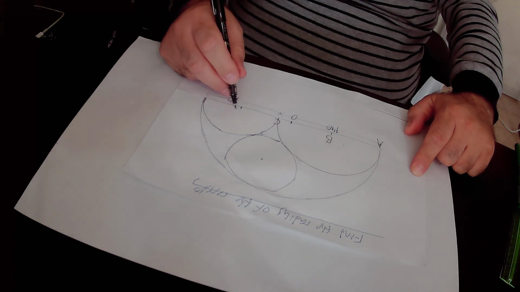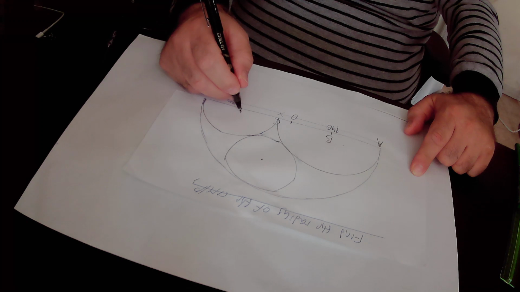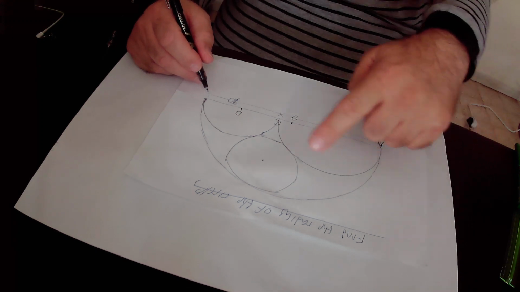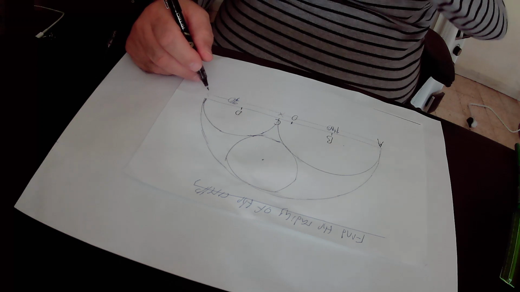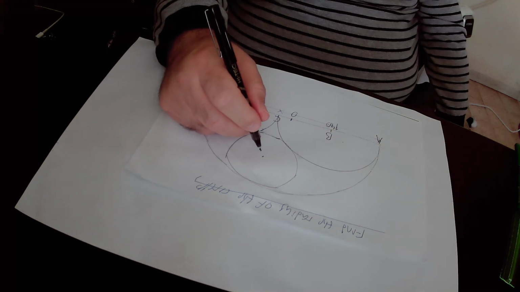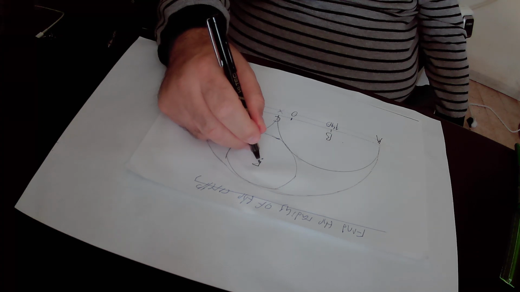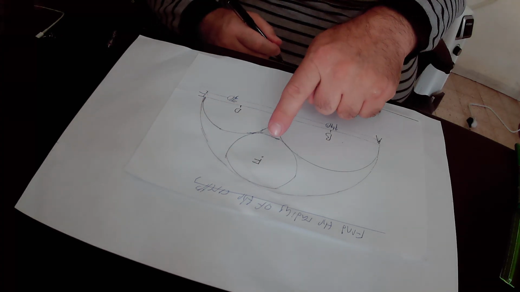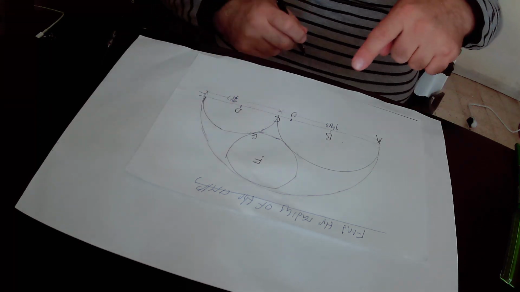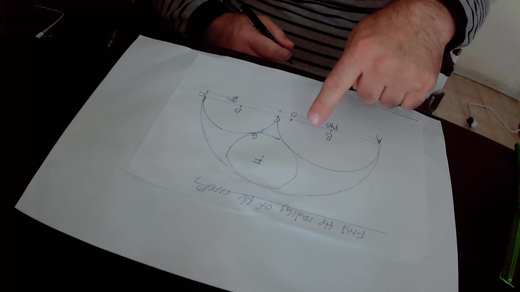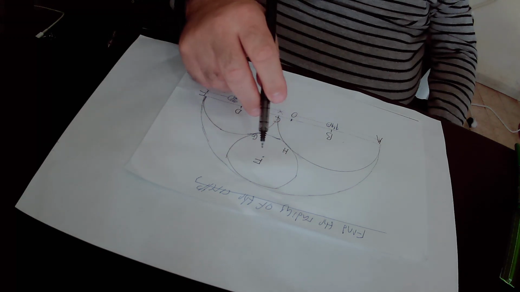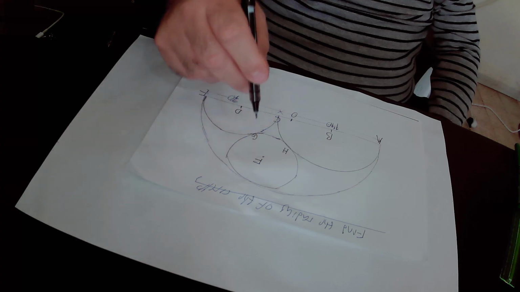The center of this smallest semicircle will be defined as D, and the touching point between the biggest semicircle and the smallest semicircle will be defined as E. The center of this circle will be defined as F. The touching point between the circle and the semicircle will be defined as G. The touching point between this circle and this semicircle will be defined as H. And finally, the touching point of the biggest semicircle with this circle will be defined as I.